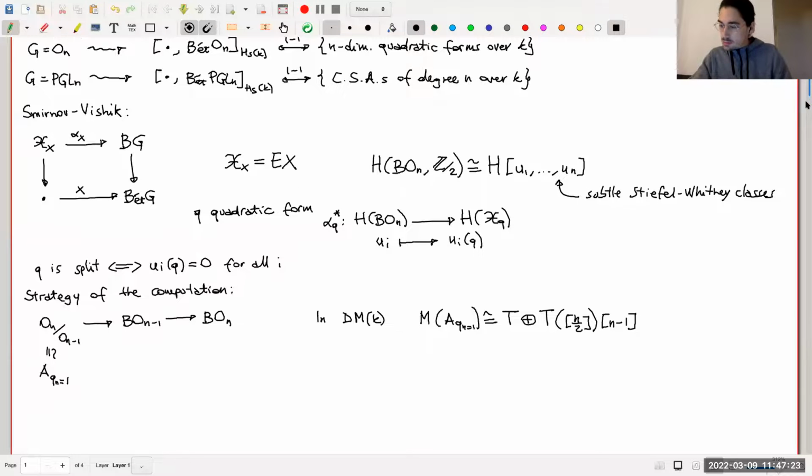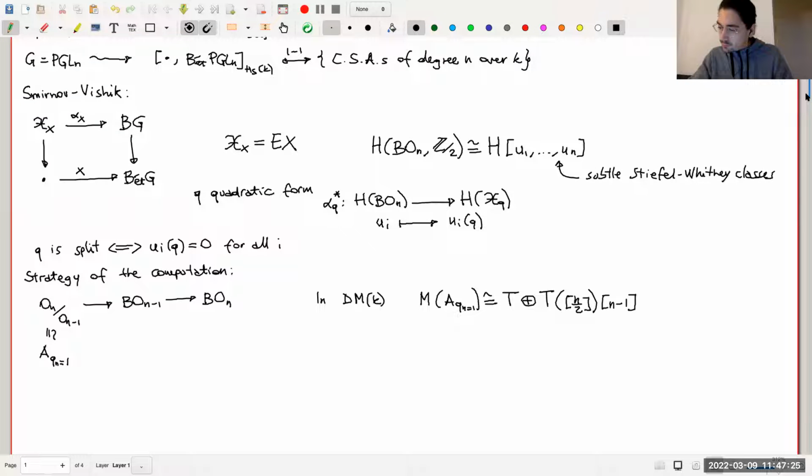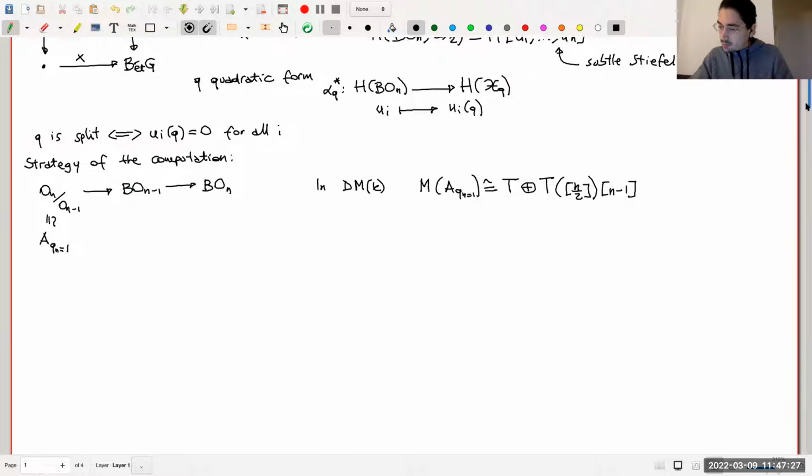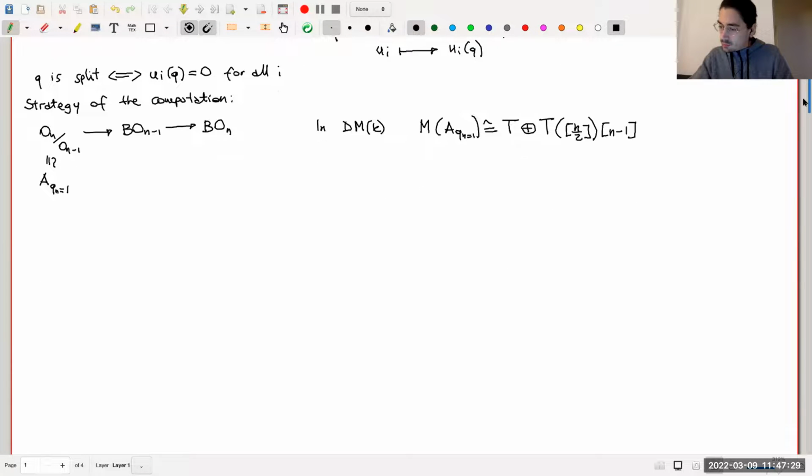And essentially, by working a bit with this sequence and with this decomposition of the fiber, they produce, well, it induces a Gysin long exact sequence.